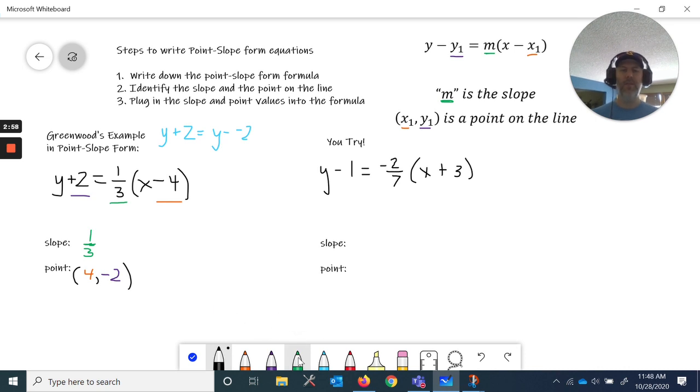Okay, so you tried that and I hope you were able to figure it out. So let's take a look. My slope is going to be negative 2/7.